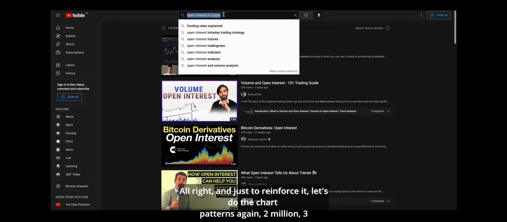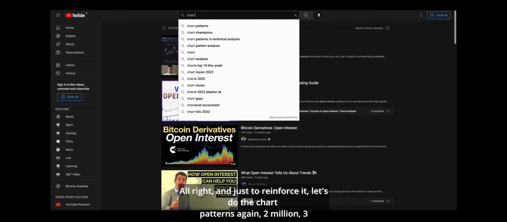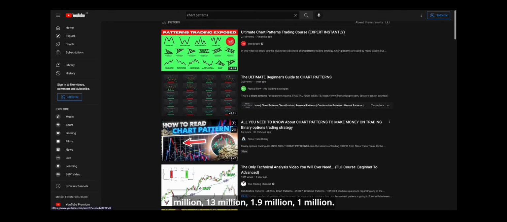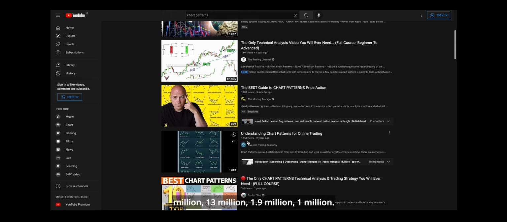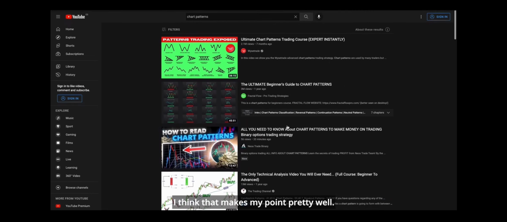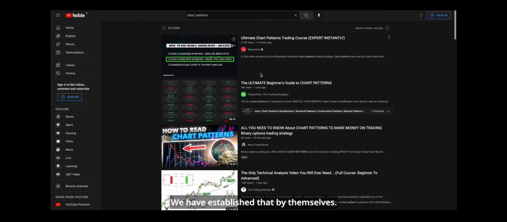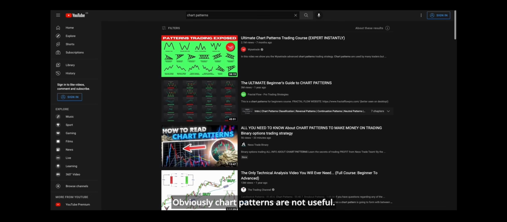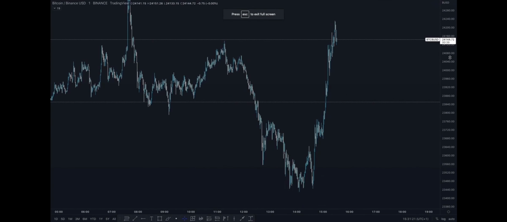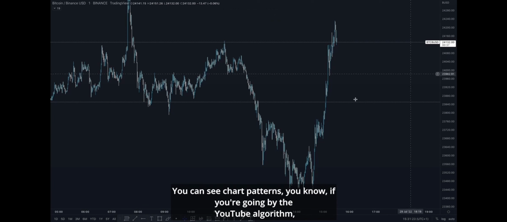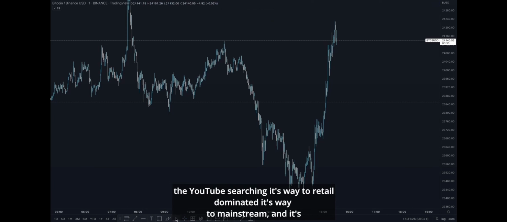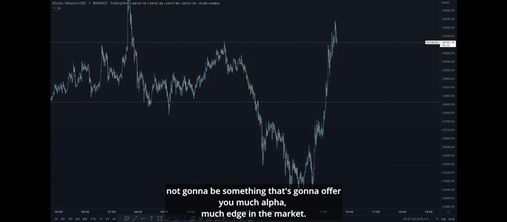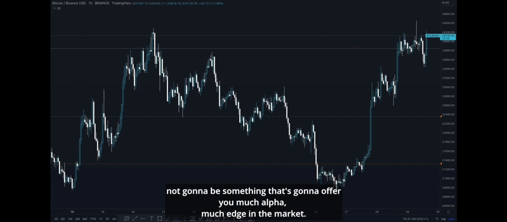All right, and just to reinforce it, let's do the chart patterns again. 2 million, 3 million, 13 million, 1.9 million, 1 million. I think that makes my point pretty well. We have established that by themselves, obviously chart patterns are not useful. All right, so you can see chart patterns, if you're going by the YouTube algorithm, the YouTube searching, it's way too retail dominated, it's way too mainstream, and it's not going to be something that's going to offer you much alpha, much edge in the market.